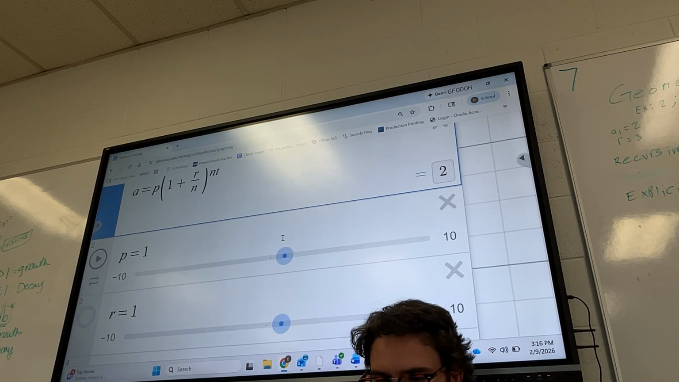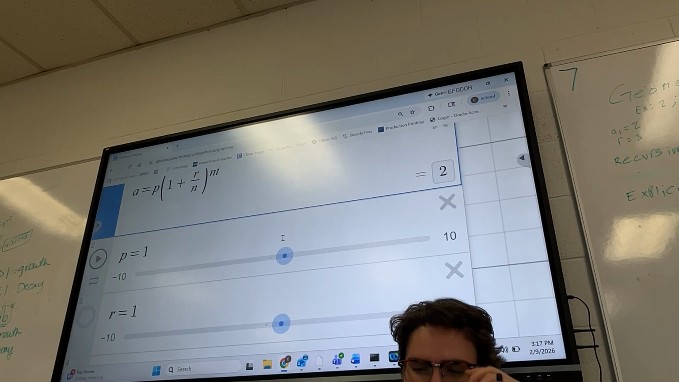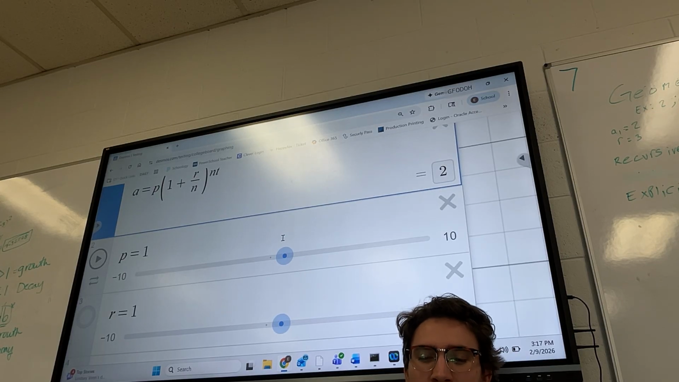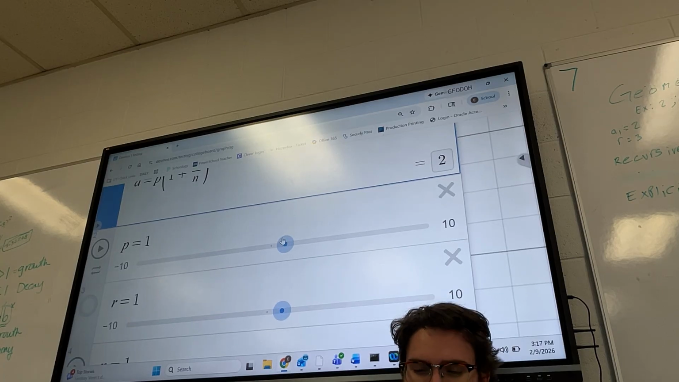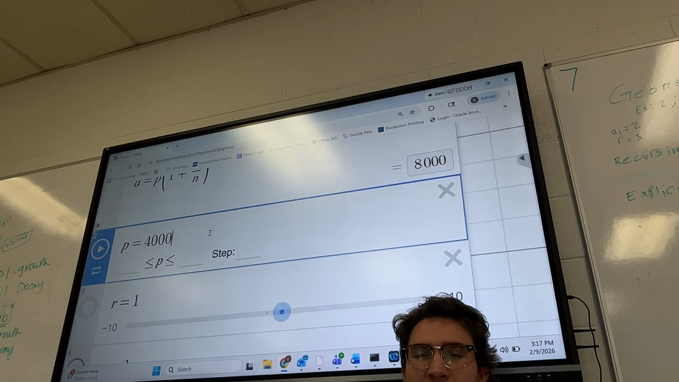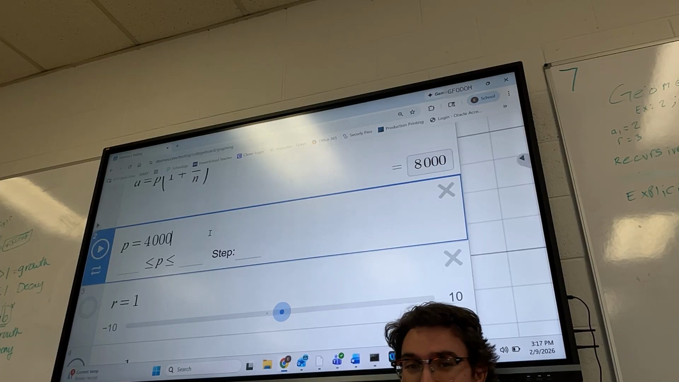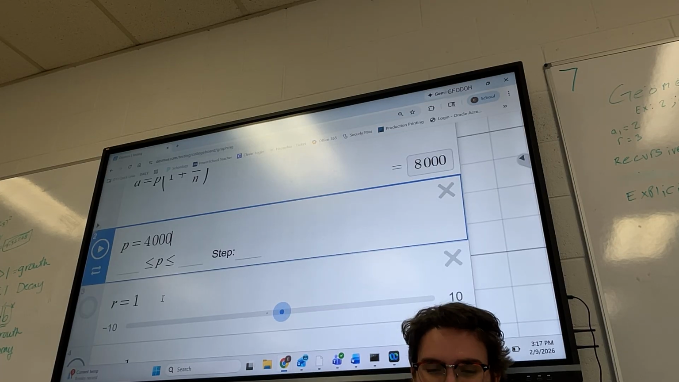This is one that in class I skipped over so I could work it on here. This says compare the investment below to an investment of the same principal at the same rate compounded annually. So it tells us that our principal amount is $4,000. Remember, Desmos hates using commas or dollar signs. Do not use them. Just put 4000.